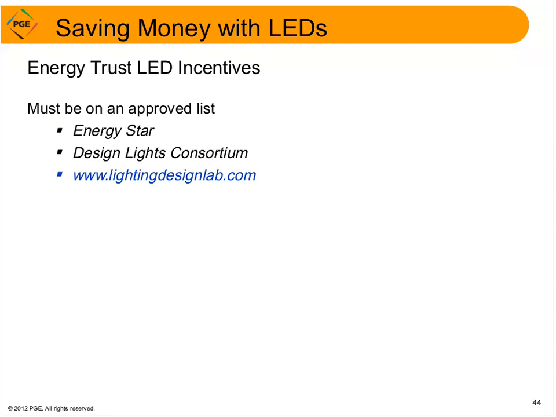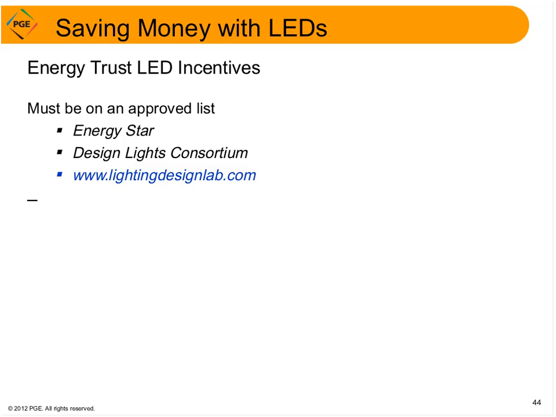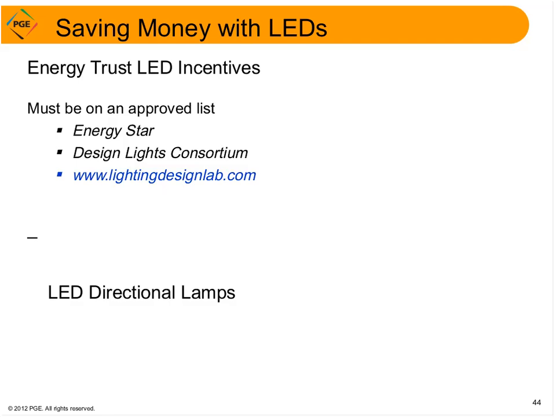Energy Trust of Oregon cash incentives can provide the extra money that you might need to make your LED project work out for you financially. Remember to use approved LED products. So incentives from Energy Trust are available for LED downlights, either fixtures or kits. You can get $30 for those. LED refrigerated case lights, something we didn't talk about. You can get $20 per linear foot of lamp length for this excellent application.